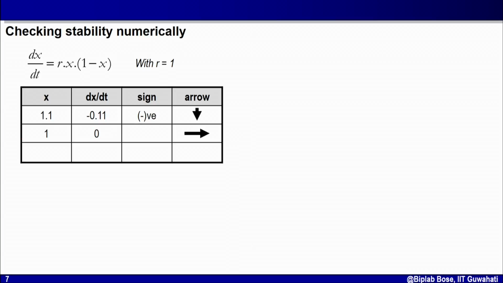Now I will take a value slightly higher than 1. So what can I take? I have taken x equal to 1.1. That means dx dt is equal to r, which is 1, into 1.1 into 1 minus 1.1. So this gives me a value of minus 0.11. So that value is written here. The sign of the derivative is negative, so with time x is decreasing. So I put an arrow indicating downwards.